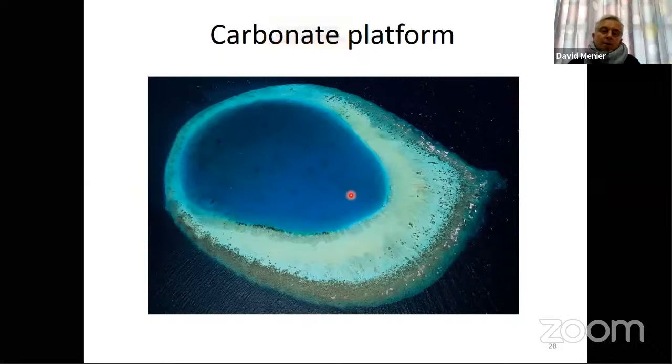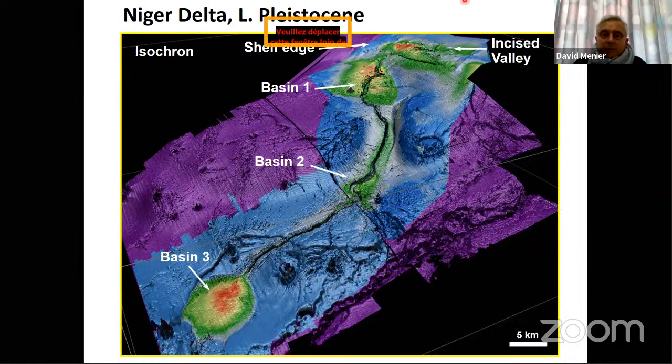So I'm going toward the sea now, and you can go from the continent to the alluvial plain. This is the Niger Delta place, and you are going toward the abyssal plain, and this is basin 1, basin 2, basin 3, dominated by turbidite deposit.